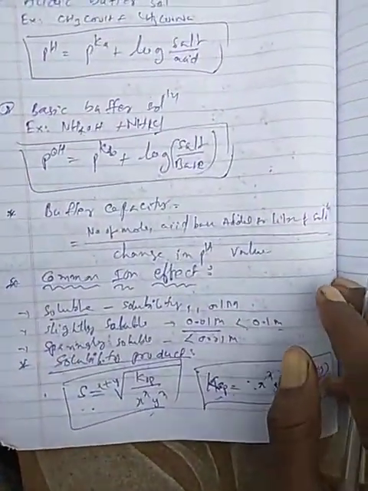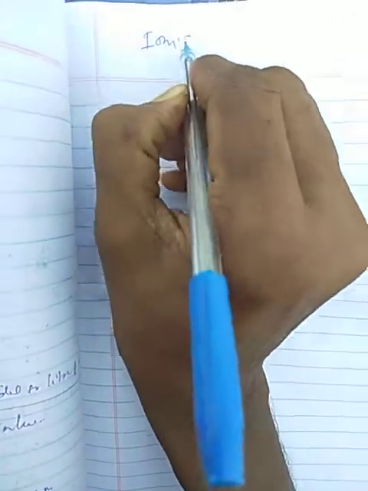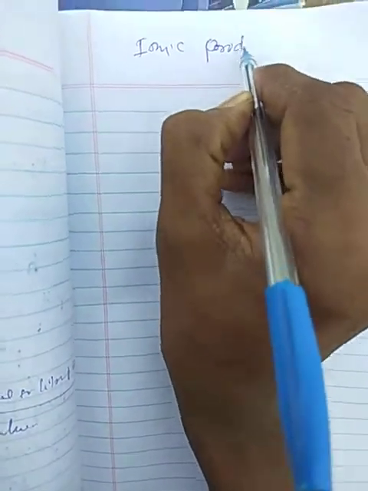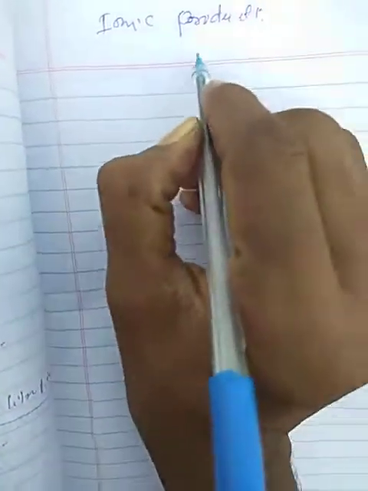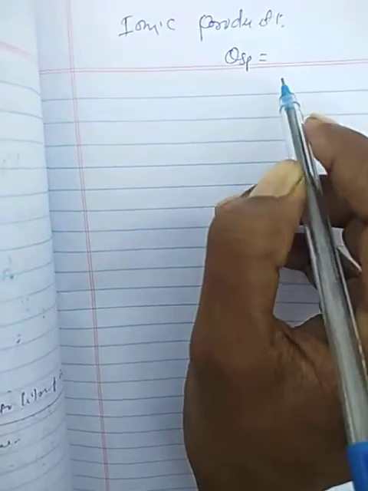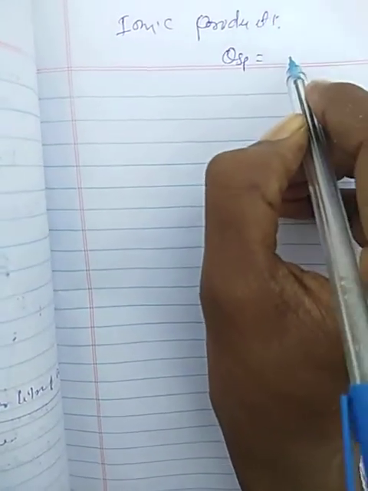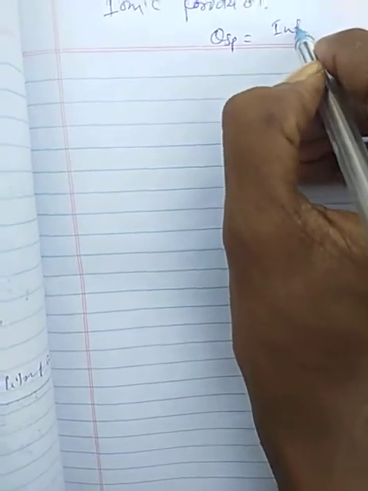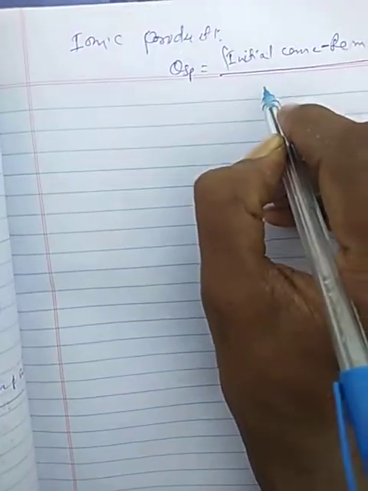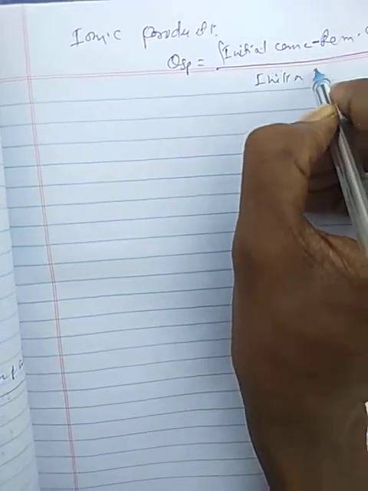And there is one more formula, the last one, ionic product. Qsp is equal to the percentage of ion, which we can write as initial concentration minus remaining concentration, by initial concentration, into 100. This is the formula we can also use.